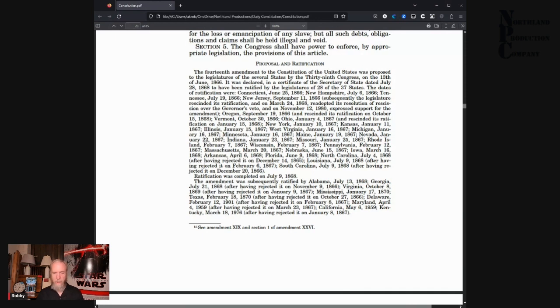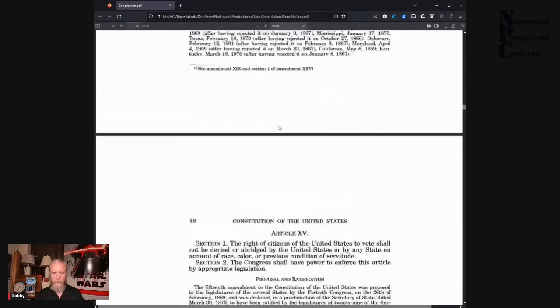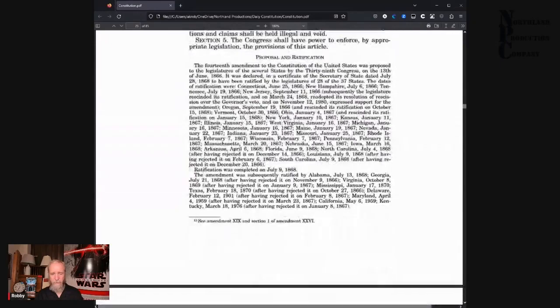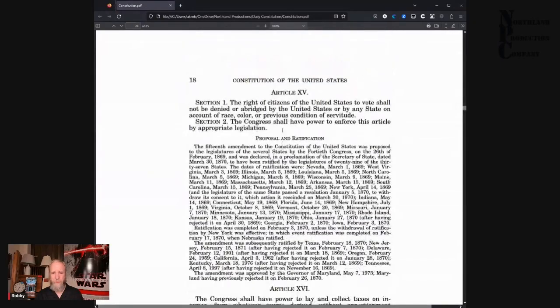So it took 2 years to get this ratified. And then it was subsequently ratified by Alabama, Georgia, Virginia, Mississippi, Texas, Delaware, Maryland, California, Kentucky, all went ahead and said, okay, we'll take it. All right, so that was Article 14. Let's go ahead and do Article 15. It's a pretty short one.